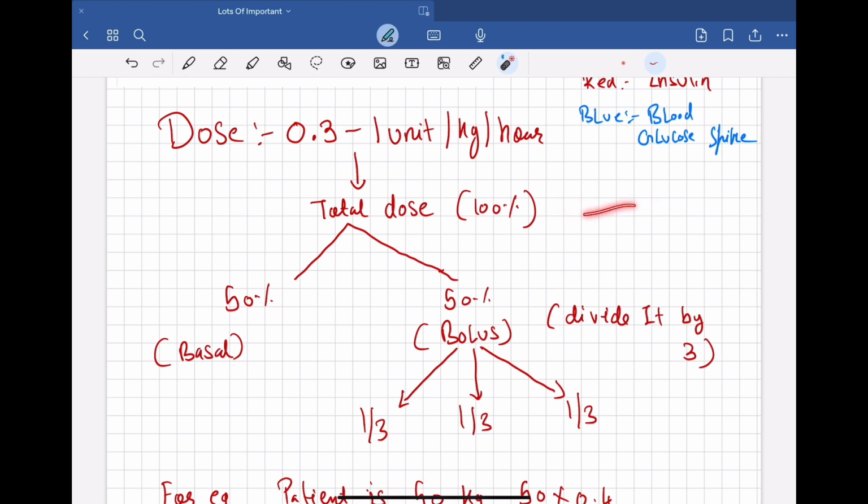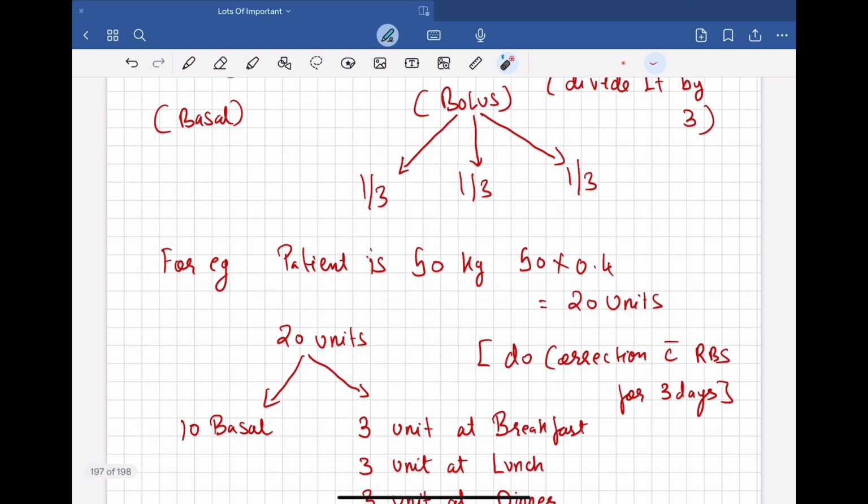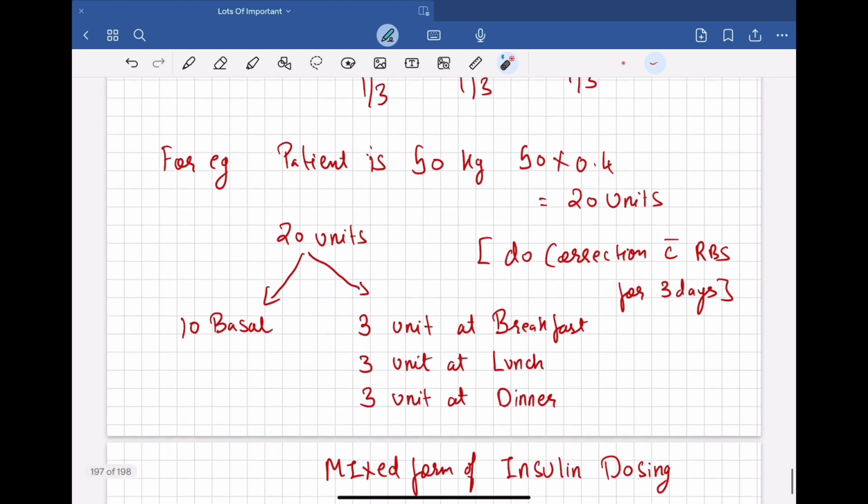Now you divide it by 2 and get 50% of the dose. That 50% will go to the basal part and the other 50% will go to the bolus part, which you will again divide by 3. One third, one third, one third will go at each meal: breakfast, lunch and dinner. For example, the patient is weighing 50 kg, you get this total dose of 20 units. You divide it by 2, you get 10 and 10. The 10 will go to the basal, which will be your glargine, and the bolus, aspart, will be given 3 units at breakfast, 3 units at lunch, and 3 units at dinner.